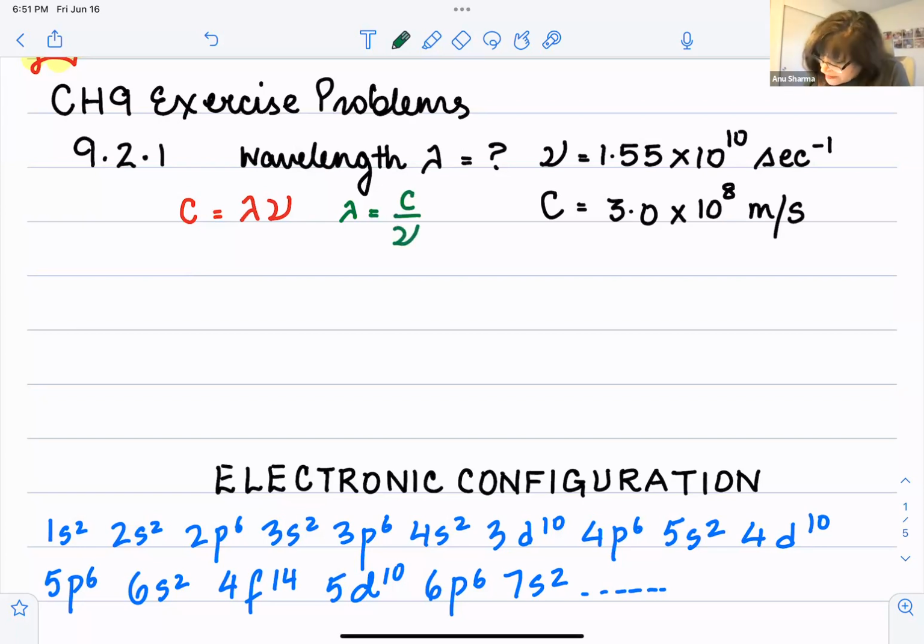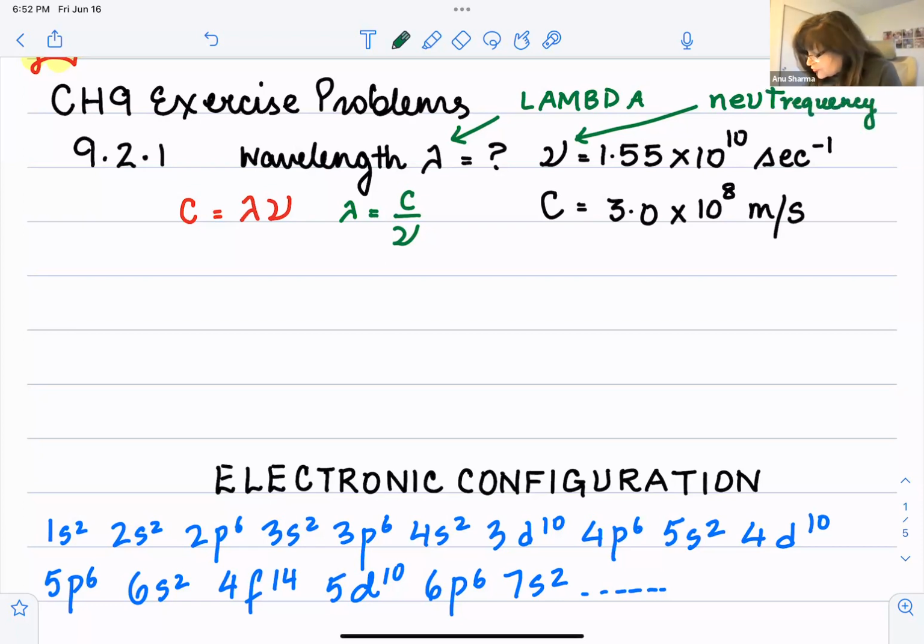So this is lambda, L, A, M, B, D, A. And this is called nu, Greek symbol nu, N, E, U. So this is frequency, and this piece is the wavelength, of course.